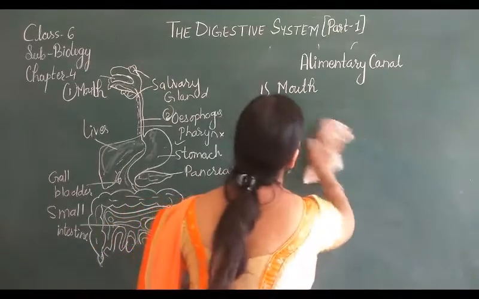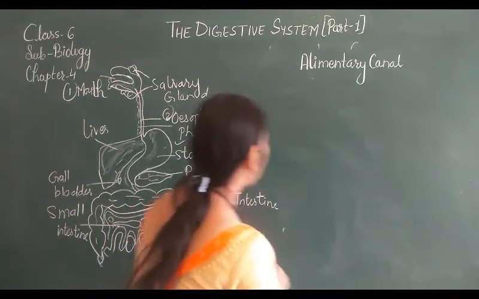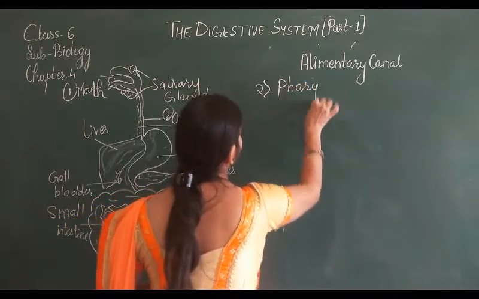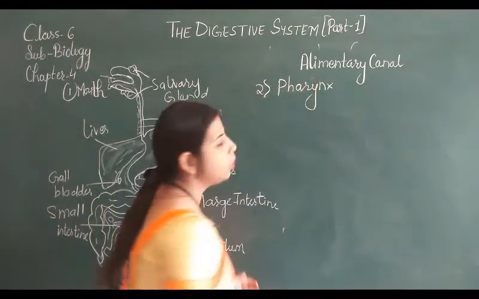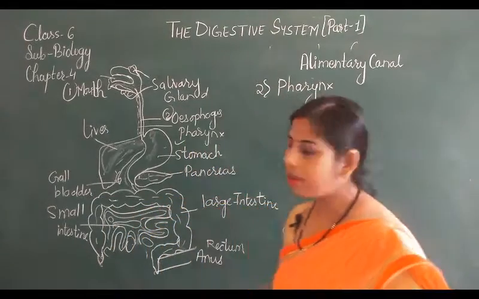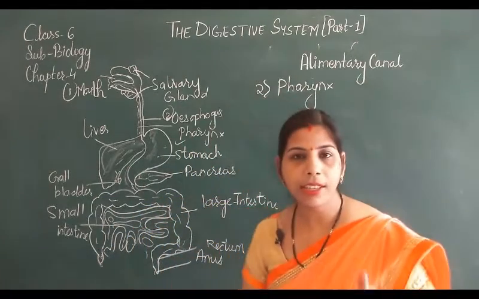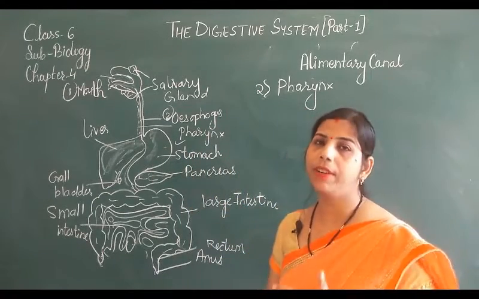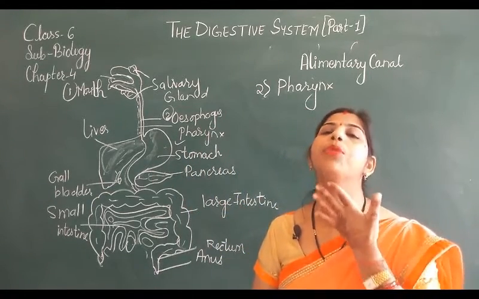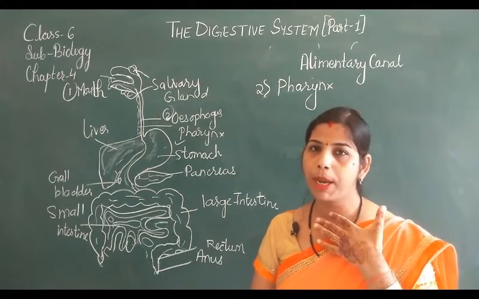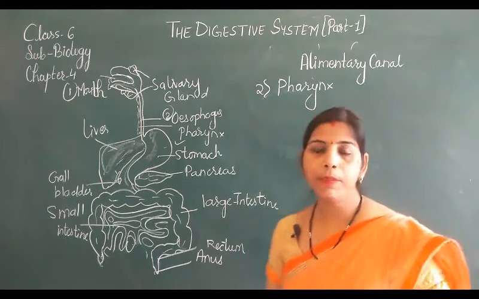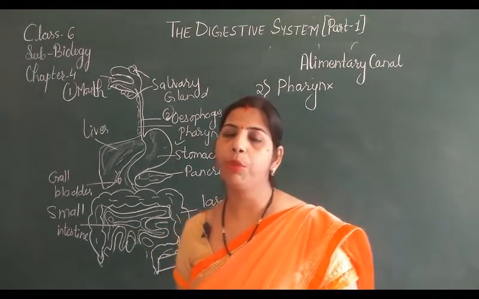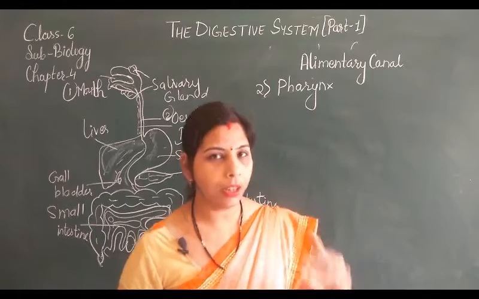Now let's move towards the other part, the pharynx. Pharynx is also known as the windpipe, and it is a muscular tube situated at the posterior end of the oral cavity. जो हमारा oral cavity है, इसके posterior end पे ये windpipe present होता है. And this windpipe helps as the common passage for air and food.